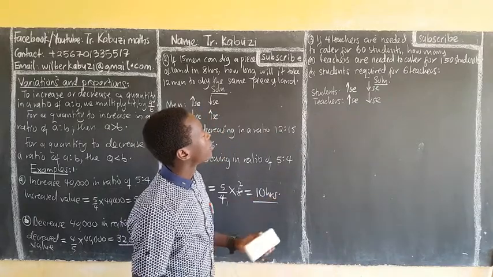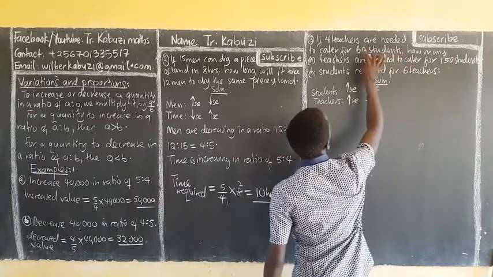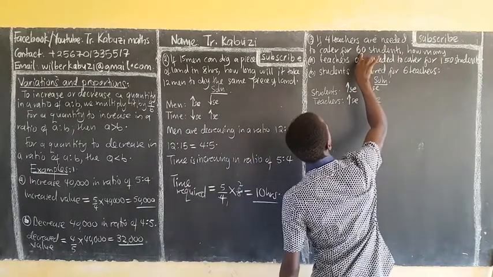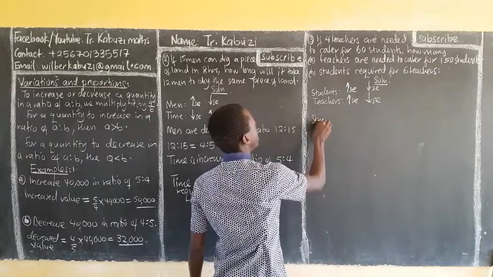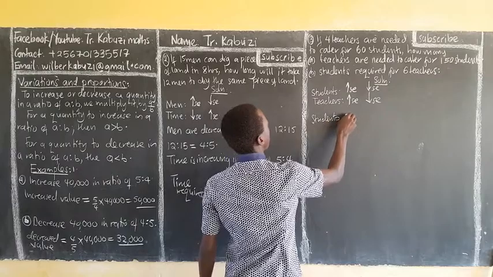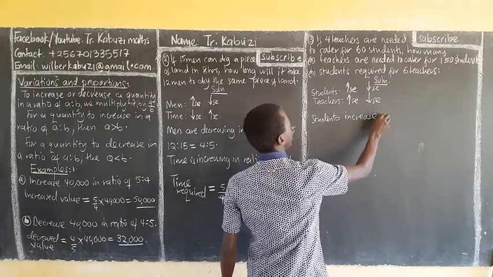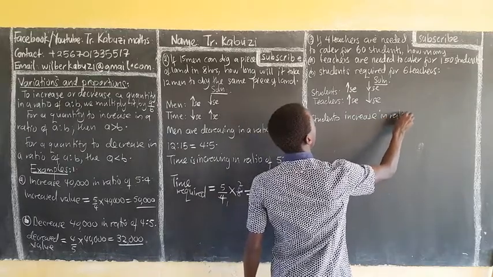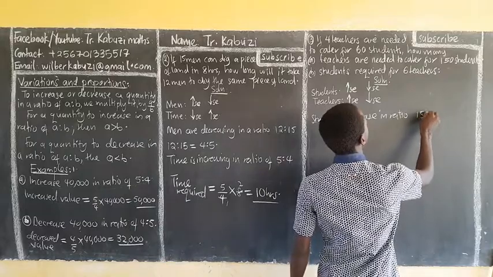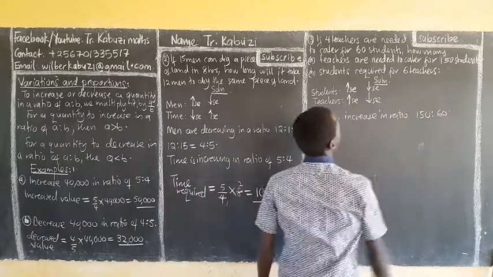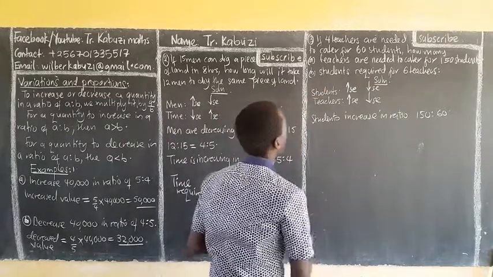Now, we need to know. You see now they want 150 students. So see that now students are increasing from 60 to 150. So you come and say students increase in ratio. In the ratio now to increase in the ratio of 150 to 60. Meaning the number of teachers we need from now, part A.